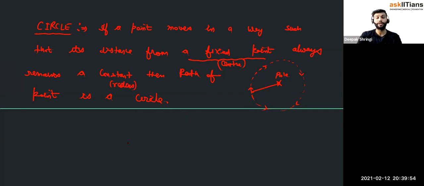Circle is a locus of a circle. No, I will not use the word locus. I'm really sorry about that. Circle is basically a path of a point which moves in a way such that its distance from a fixed point, that is called the center of the circle, always remains a constant, and that path is a circle, right, everyone? And one more thing, the point is moving in two-dimensional geometry. It is moving on a plane. It's not coming outside the plane, right?